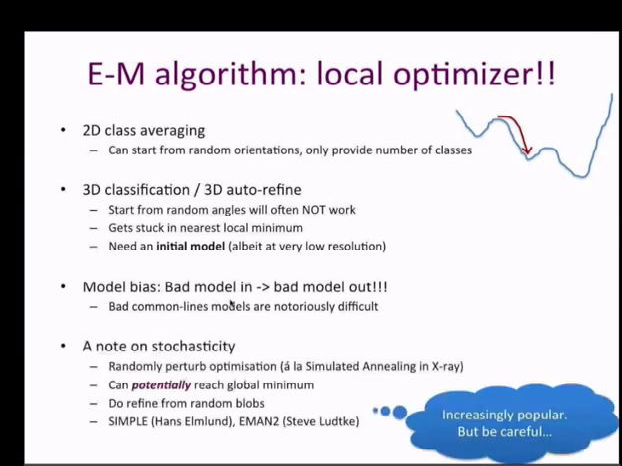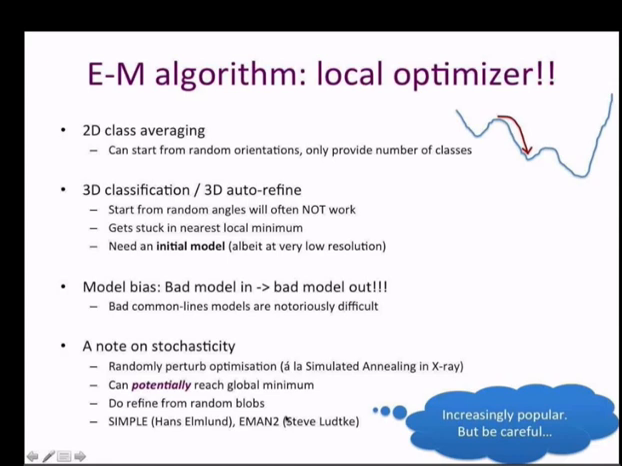If you're not sure about your initial model, you can use random perturbations of your optimization procedures. Something like simulated annealing has been used lots in X-ray, and those algorithms can potentially reach the global minimum, although they are never guaranteed to do so. It does mean that sometimes with these algorithms you can start from random blobs and then refine the structure towards a correct solution. I think two very popular solutions that people use, also people here at the LMB, are the program SIMPLE from Hans Elmlund and EMAN2, about which Steve apparently will speak next month in your series.